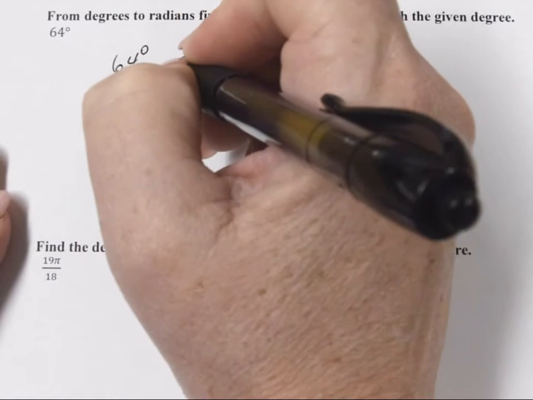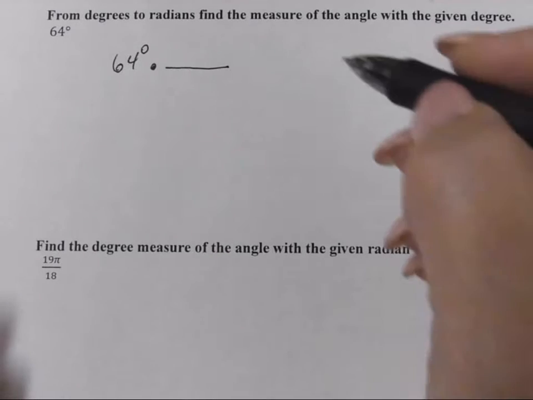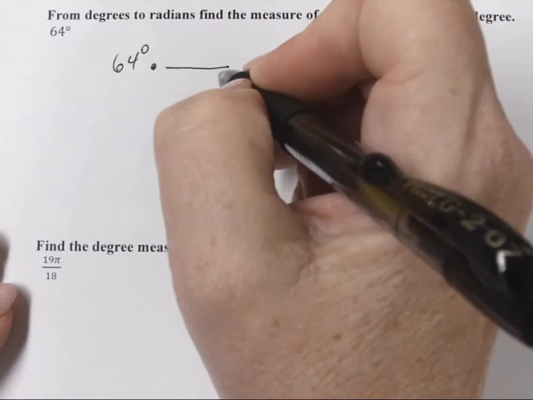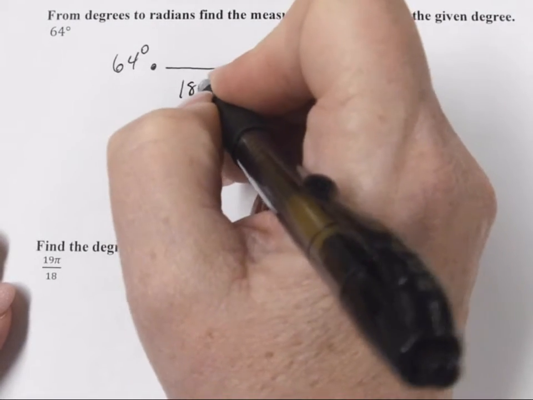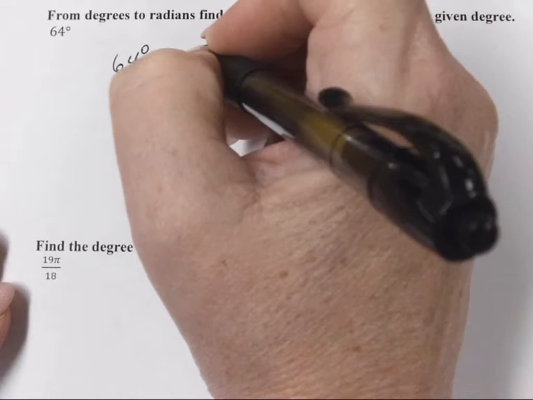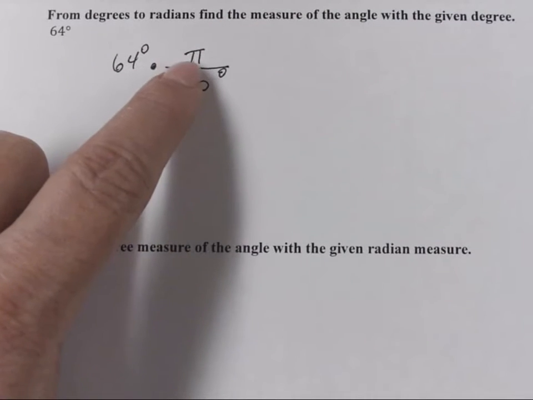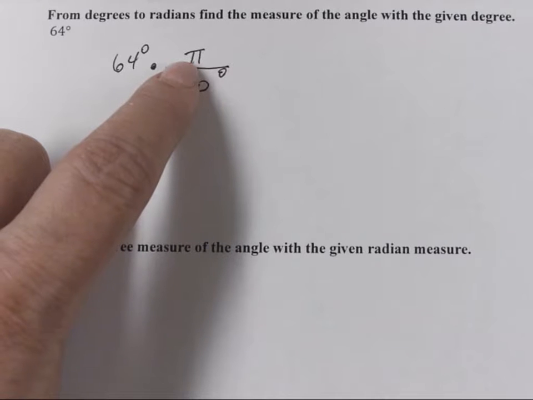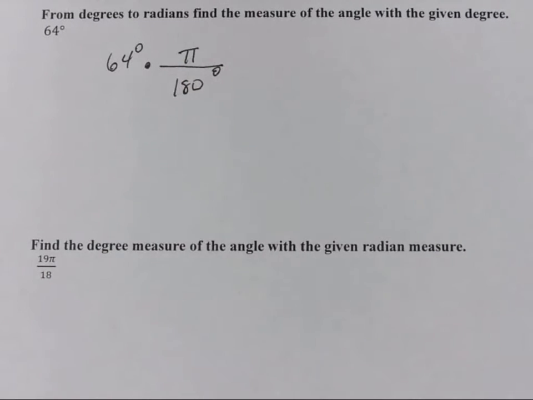And you're going to multiply by something that is equivalent, just as you would if you were doing inches or feet and so forth. So we need to get rid of degrees, so we know we've got to have a degree on the bottom, and that's going to be 180 degrees, and we're going to have the pi on top. Another way to look at this is when you're trying to find radians, you want the pi included. When you're trying to find degrees, you want to get rid of the pi.